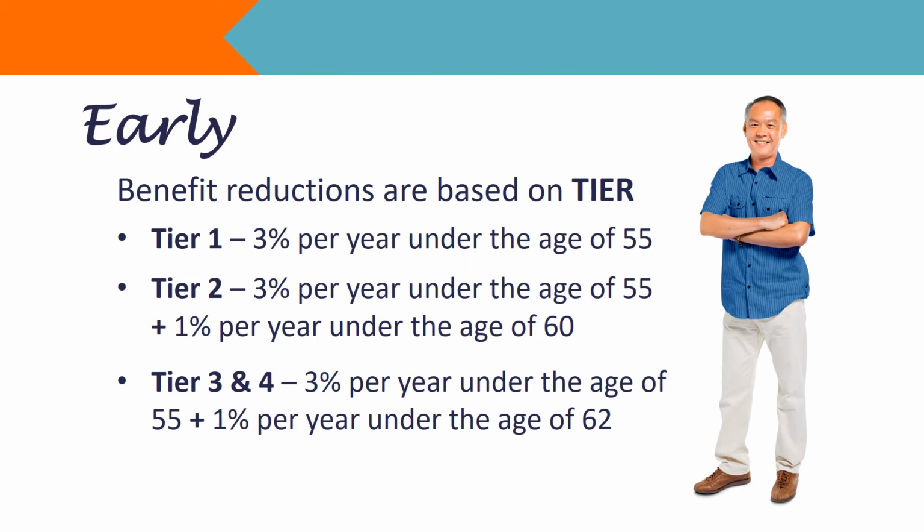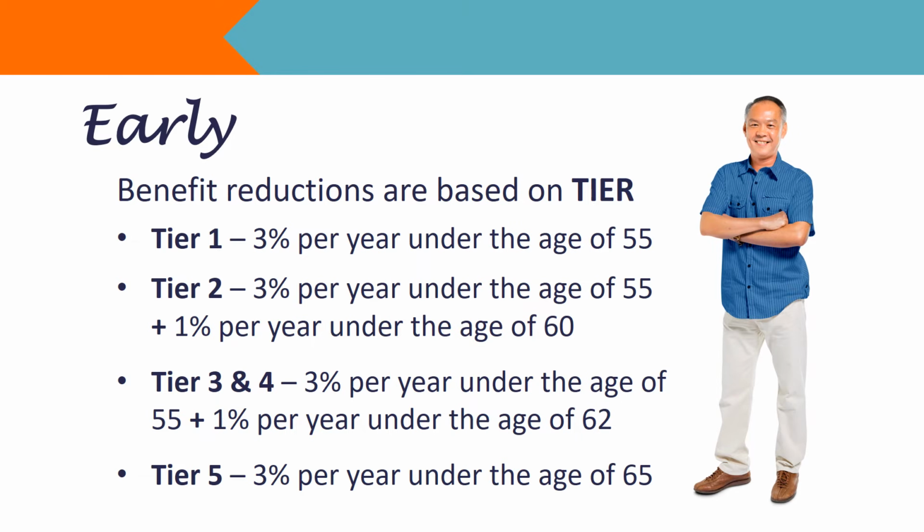For Tier 3 and Tier 4 members who retire before age 62, your allowance will be reduced 3% for each year under age 55, plus 1% for each year under age 62. For Tier 5 members who retire before age 65, your allowance will be reduced 3% per year for each year under age 65.